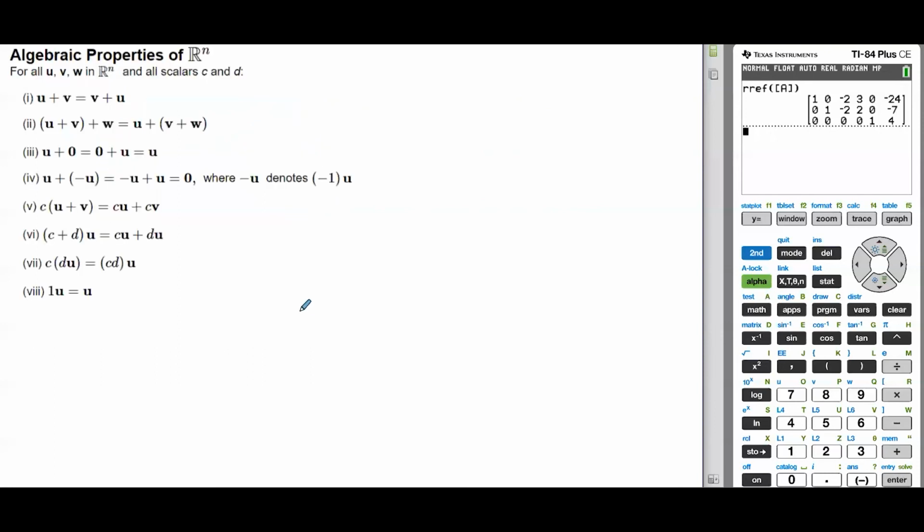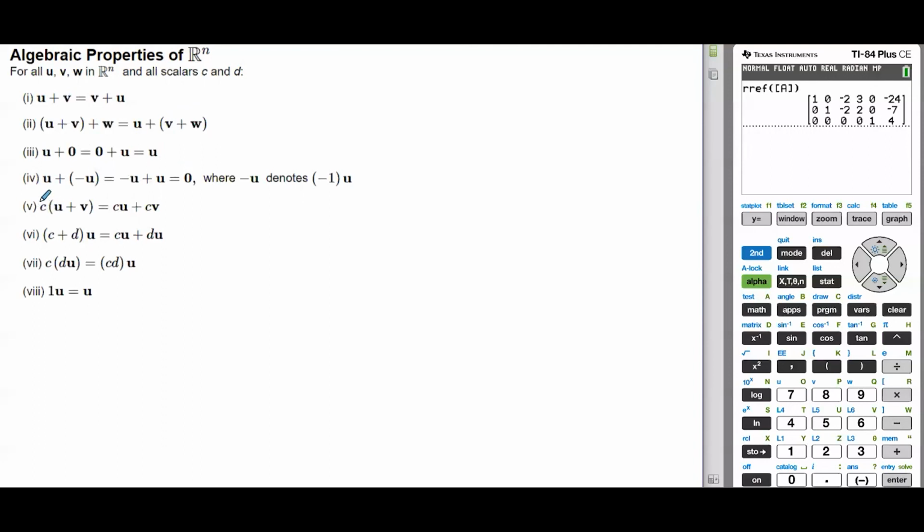And there are properties of these Rn vectors that are very similar to properties of just real numbers. So you can add them together in any order. That's called the commutative property. You can group the additions. That's called the associative property. If you add the 0 vector, you get the same vector. That's called the additive identity, right? This should be familiar from your algebra class. If you add the negative, you get 0, which is called the additive inverse.